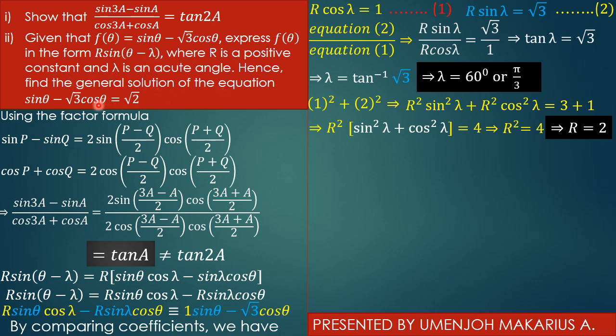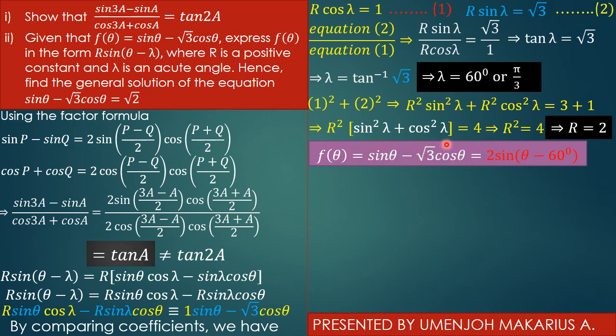Good. Then friends, the next part wants us to hence find the general solution of the equation sine theta minus square root of 3 cosine theta equal to square root of 2. But before then, since we have r to be 2 and lambda to be 60 degrees, we can simply plug in everything and have our f of theta. Where they said we should express it in the form r sine of theta minus lambda, we plug in the 2. We are going to have 2 sine of theta minus 60 degrees, or we can put pi over 3.